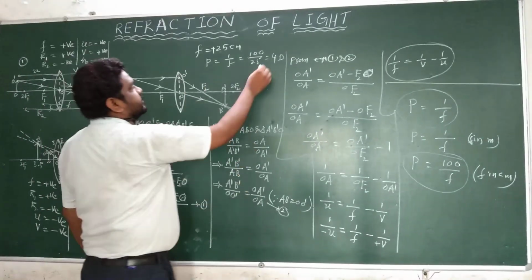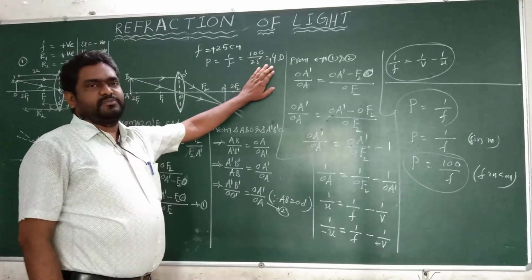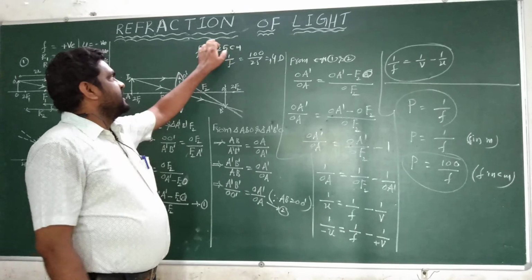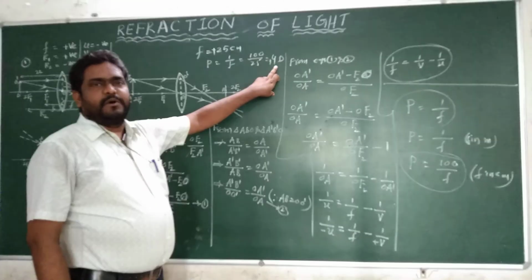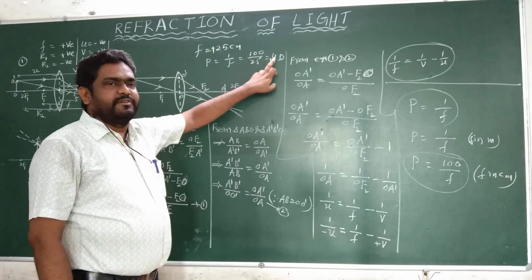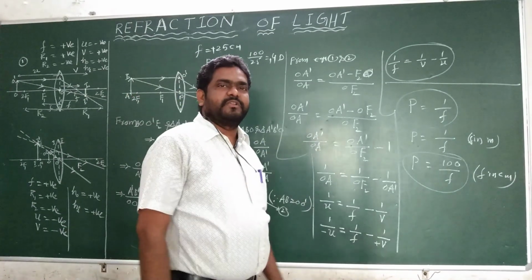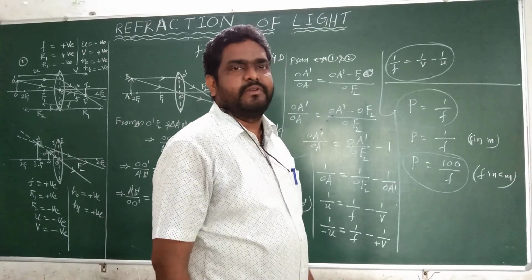It is positive. That's why convex lens power is also positive. Focal length is positive and power is also positive. In case of a convex lens, power is positive. In case of a concave lens, focal length is negative, and power is also negative.